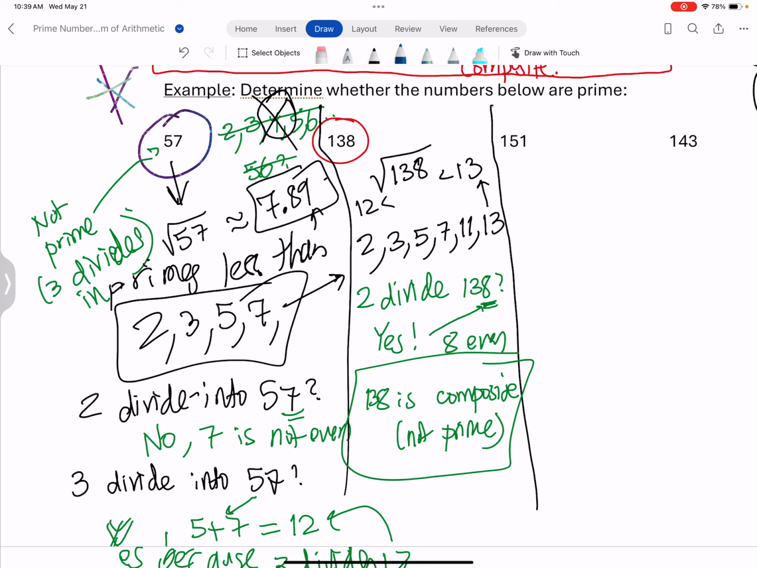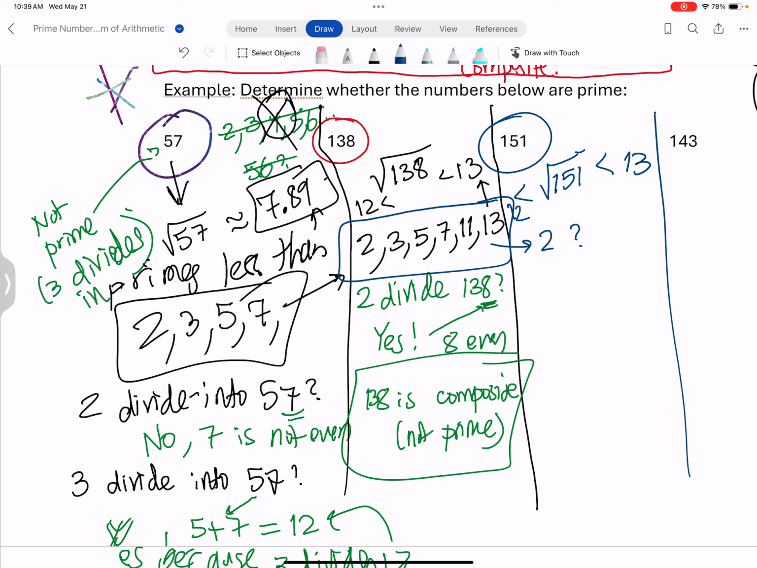How about 151? The square root of 151, I think if you were to put it in a calculator, it's between, let's see, I think it's actually between 12 and 13 also. Yeah, I think so. So I have to check all the same primes. Same list over here. Is it divisible by 2? No, because it doesn't end in an even number. That's a no. So I got to keep looking. I'm just looking for any prime that divides in this list here. Same list happens to be because these two numbers that I'm testing are pretty close together. Their square roots are between the same two whole numbers.